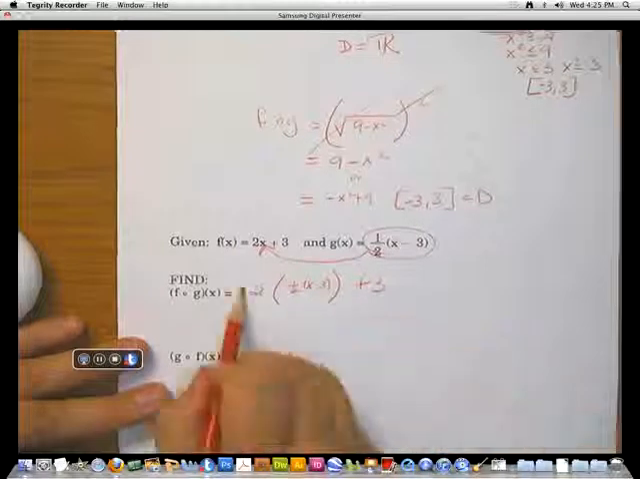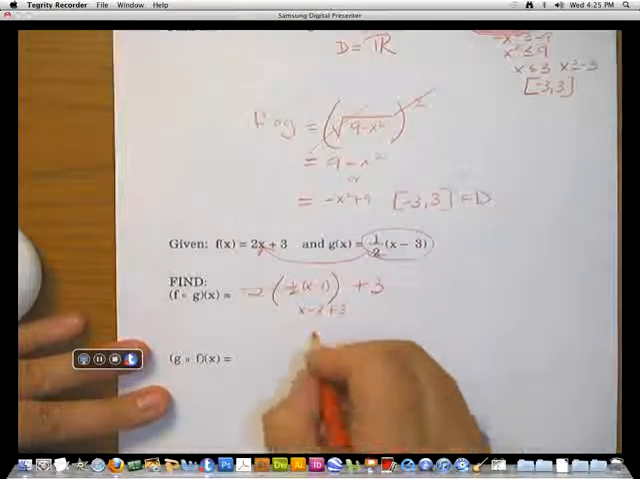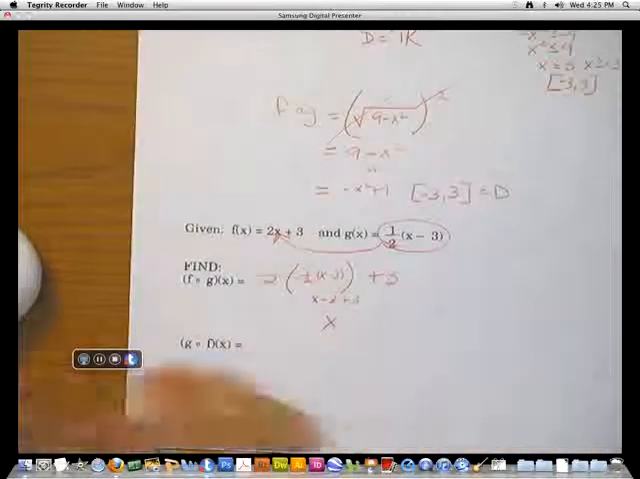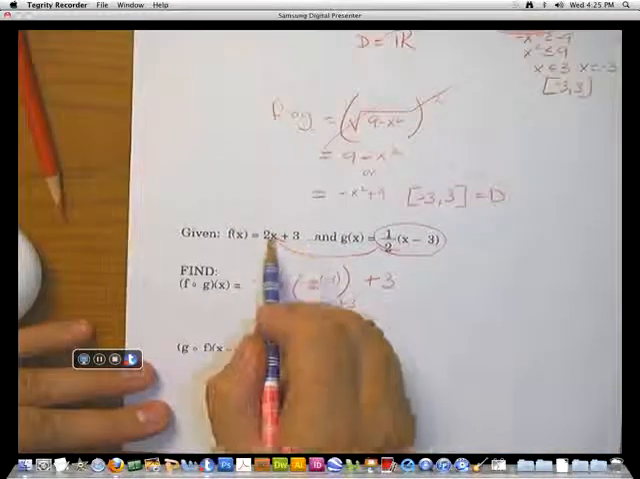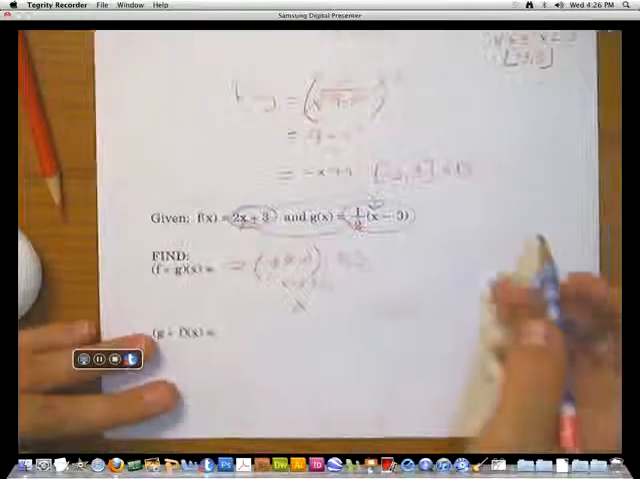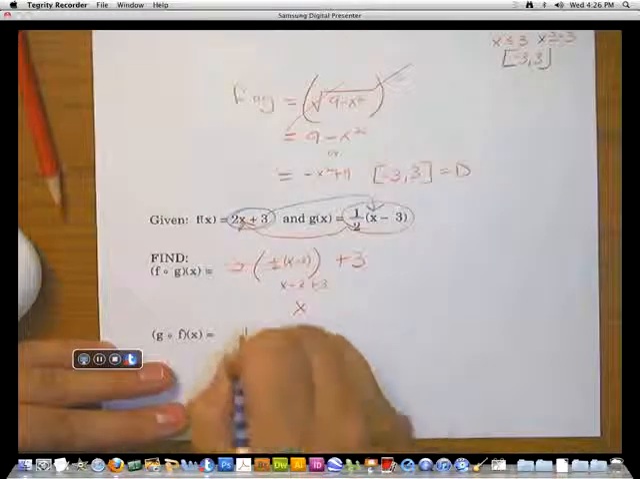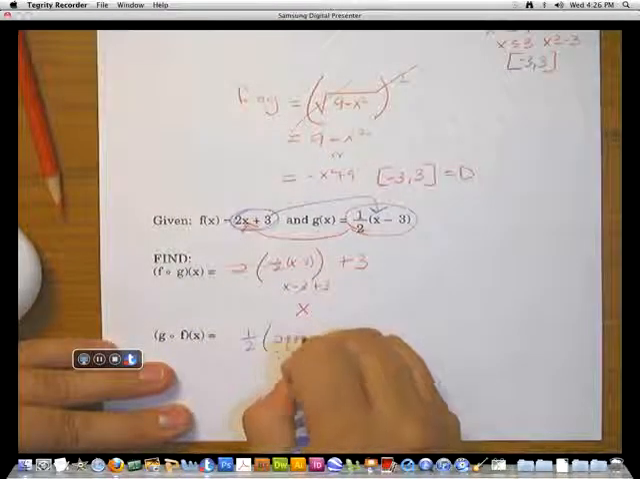When I simplify this down, the 2 and the half cancel. The minus 3 plus 3 cancel, and it leaves x. Now I'm going to go the other way, g of f. That means I'm going to put f into my g equation. So I get 1/2, and then x is going to be replaced.